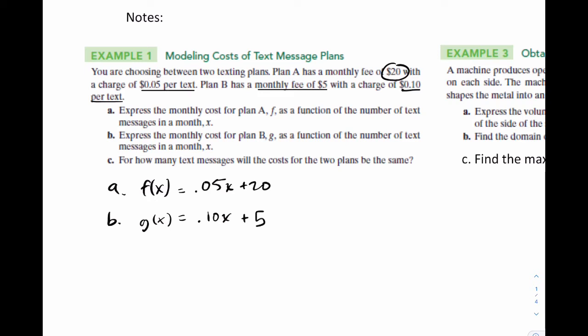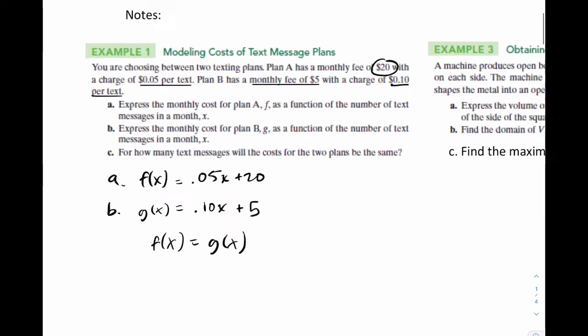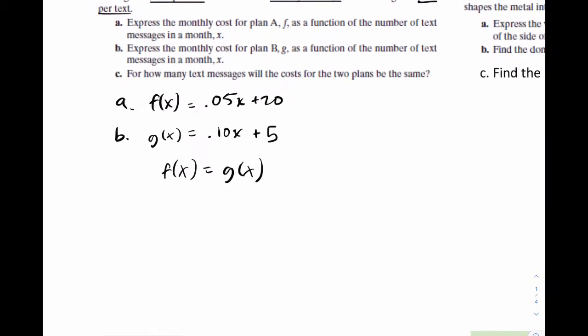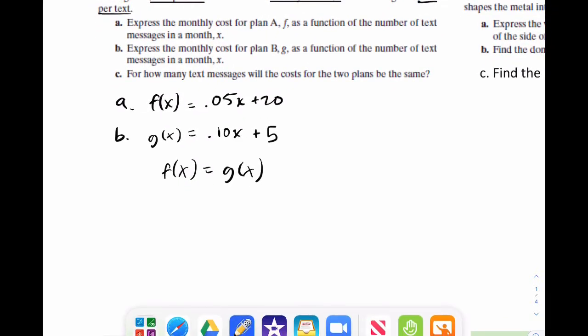So let's go to part C now. We have our 2 equations. It says, for how many text messages will the cost for the 2 plans be the same? So if we're looking for when the cost will be the same, you simply make the equations equal. So think of it as like we want f of x to equal g of x. So of course we could just solve it algebraically, but I want you to use your calculator. So let's grab our calculator.